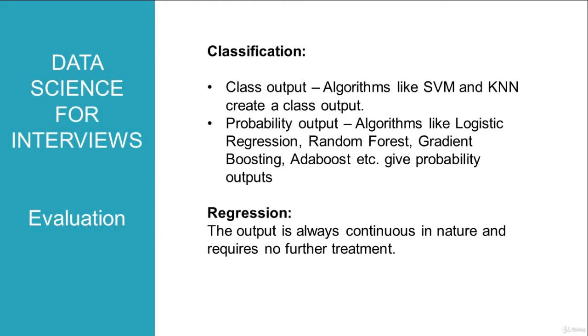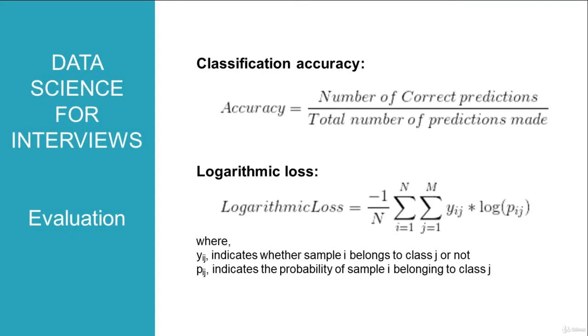In case of regression problems, we do not have any such inconsistencies in the output, so the output is always continuous in nature and requires no further treatment. So let's start with some of the most important, easy to understand metrics. Remember that we can choose a metric based on the type of the problem and the machine learning algorithm used. So let's start with the classification accuracy.